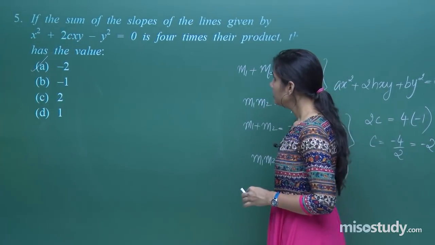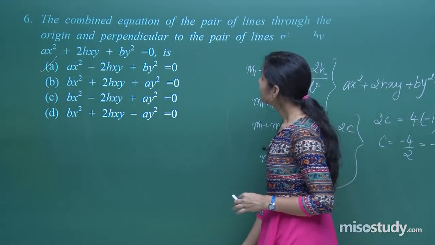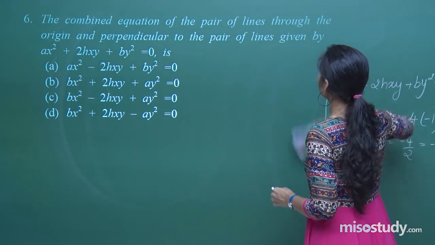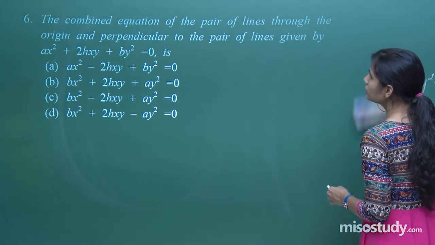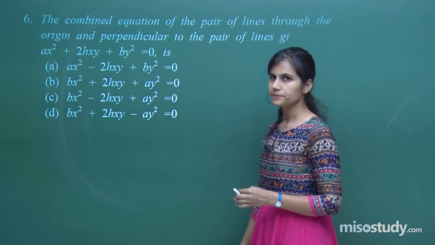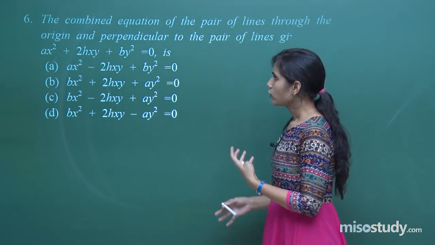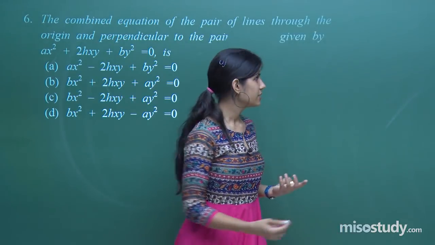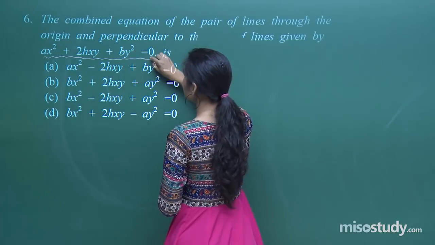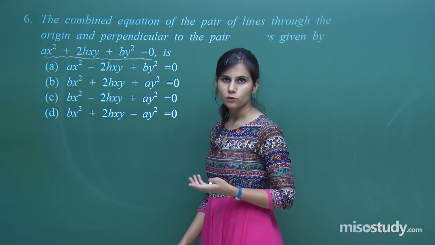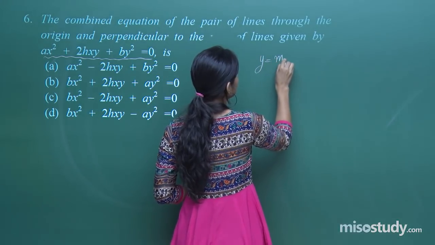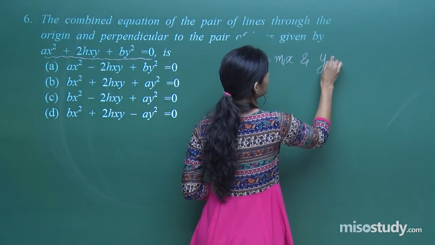Cool? Next we have the combined equation of pair of lines. The combined equation of lines through the origin and perpendicular to the pair of lines given by this is what? So this is very easy. A direct concept is applicable, but still let's try to understand. Suppose this particular equation is representing the combined equation of two lines passing through the origin. Suppose those two lines are y equals m1x and y equals m2x.